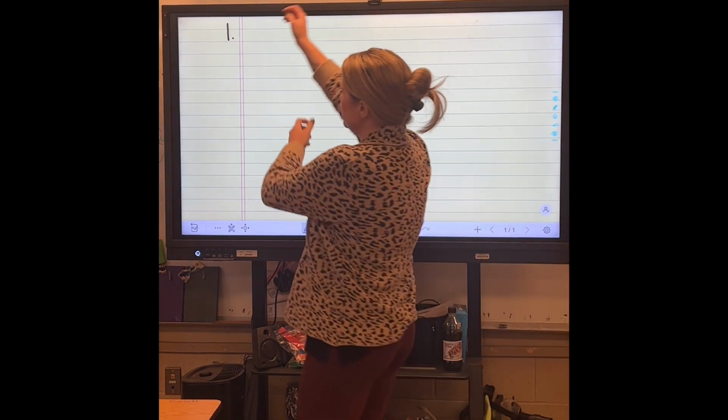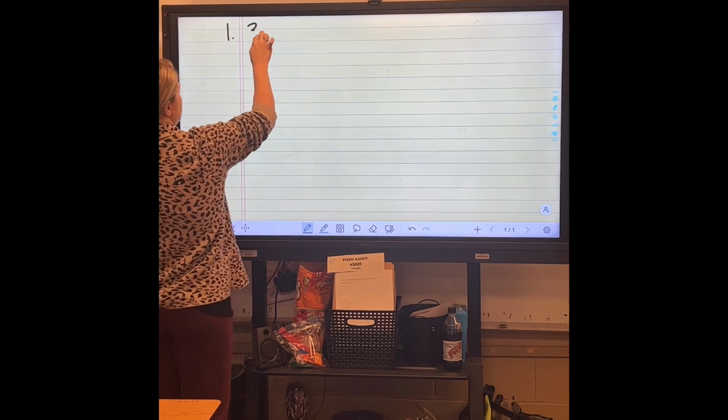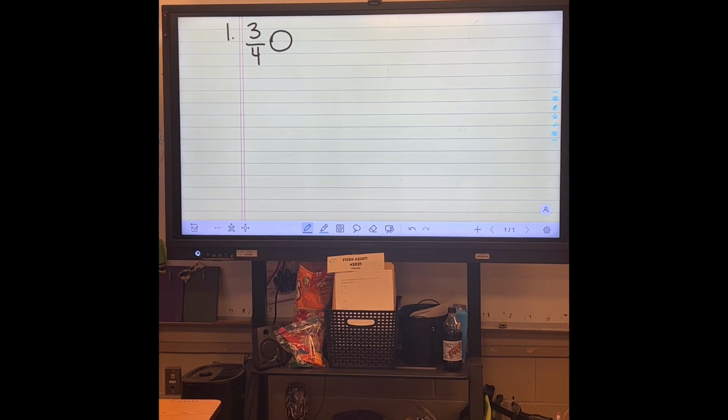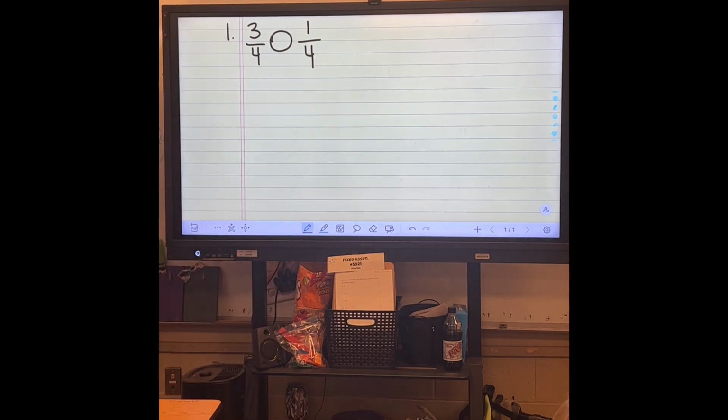On number 1, this is how we're going to set up whenever we compare fractions. Number 1 says 3/4, put our circle, and 1/4. 3/4 and 1/4, right? First I need you to tell me, are these like fractions or unlike fractions? They're like fractions. Why? They have the same denominator. Good.